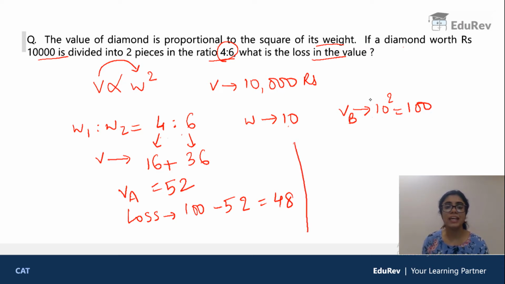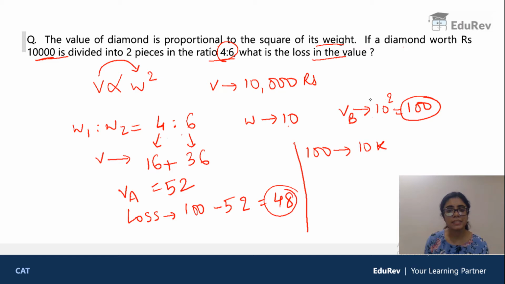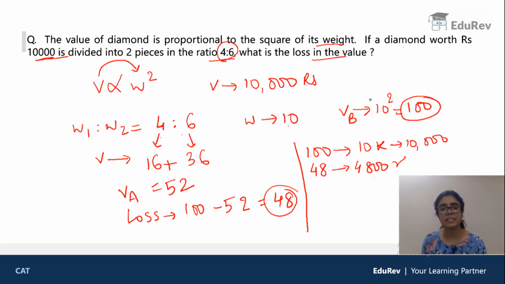Now understand, I want the exact loss value. How will I get that? Look, initially my value was 100, but the actual value was 10,000 rupees. So 100 means 10,000. The loss in my case is 48. Okay, the loss in my case is 48. If 100 means 10k or 10,000, what does 48 mean? Can I say 48 will mean 4,800? Okay. So the loss in this case is 4,800 rupees, and that is your answer.